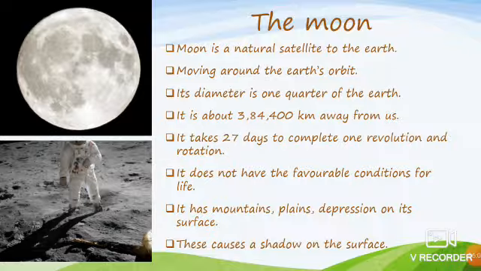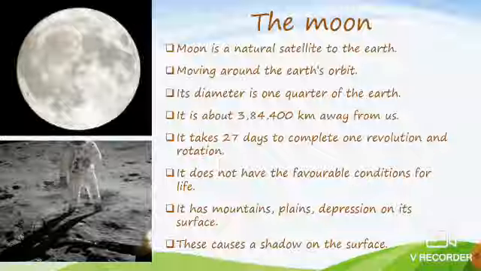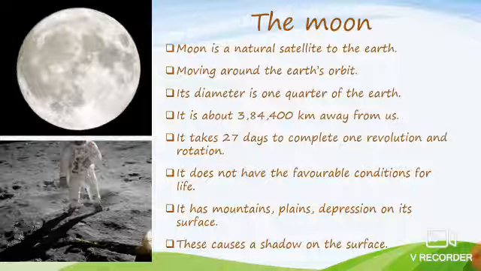Satellite. A satellite is a celestial body that moves around a planet in the same way as the planet moves around the Sun. Mercury and Venus do not have satellites. All the other planets have satellites.